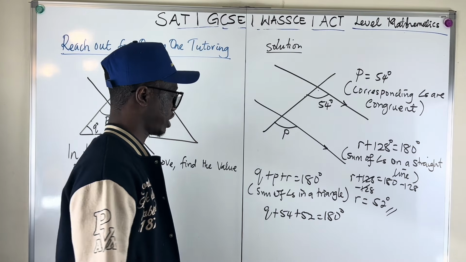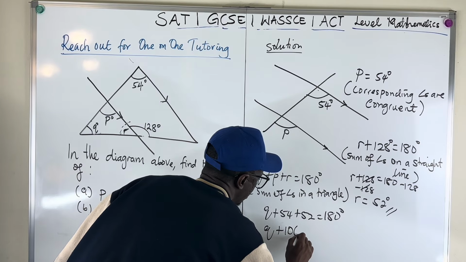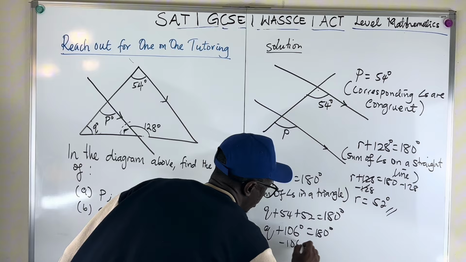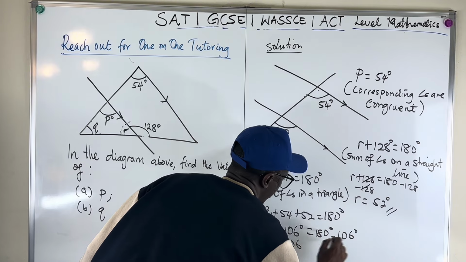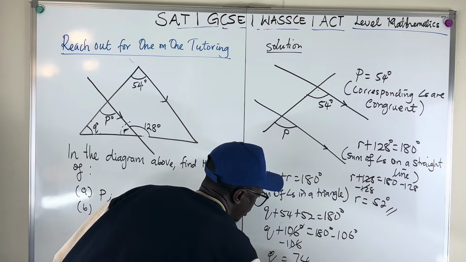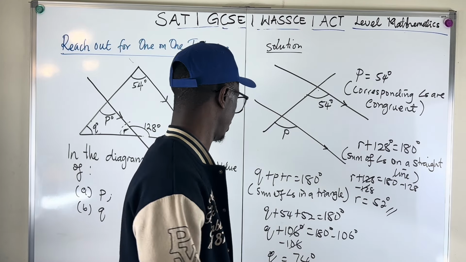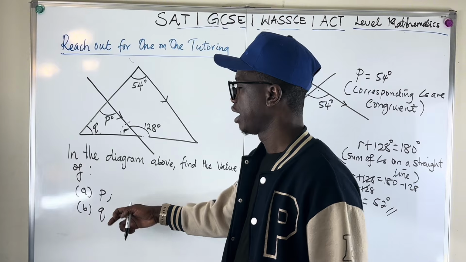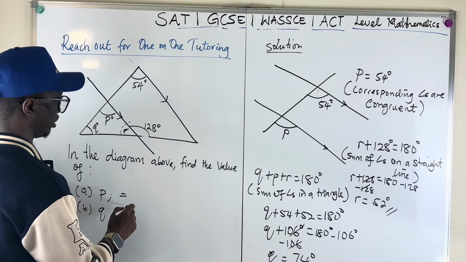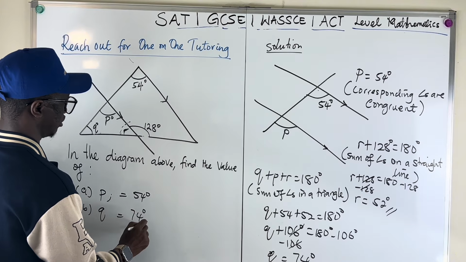180 degrees. You add this and this, which gives you Q plus 106, minus 106, minus 106. This and this go, so my Q is equal to 74 degrees. So when you subtract, that gives you that. So my P here will be 54 degrees and Q is 74 degrees.